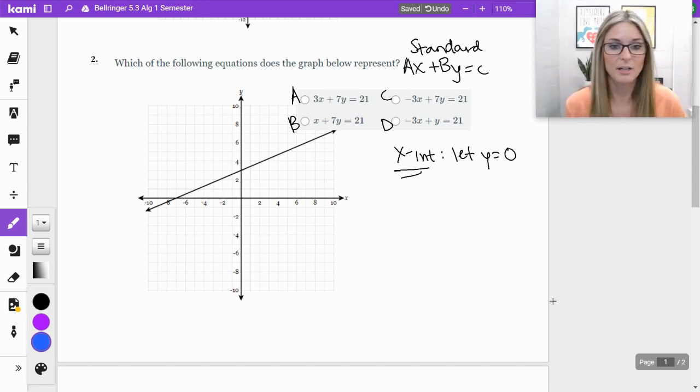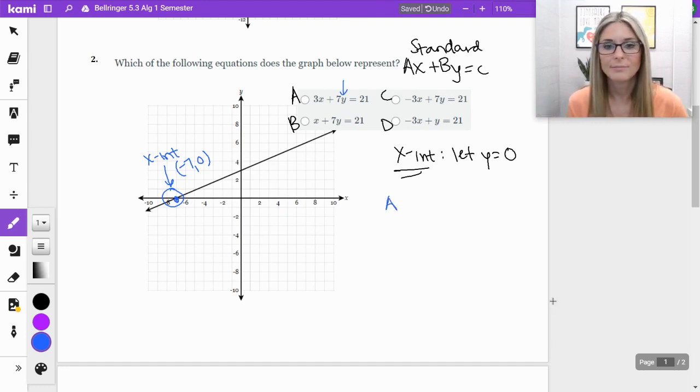Our x-intercept on the x-axis is over here. Here's our x-intercept, and that is at negative 7. Negative 7, 0, actually, is our ordered pair there. So I'm going to go through here with our answer choices and plug in 0 for y and see if I get an x value of negative 7.